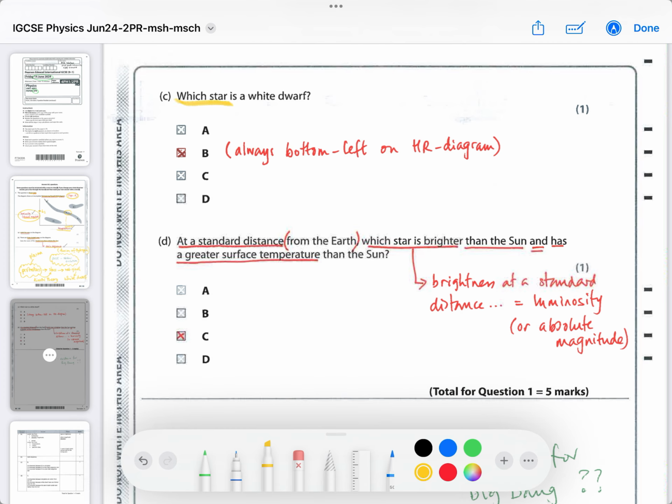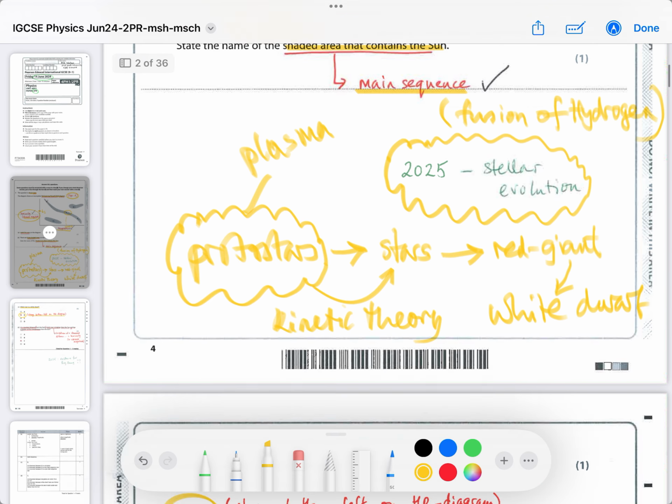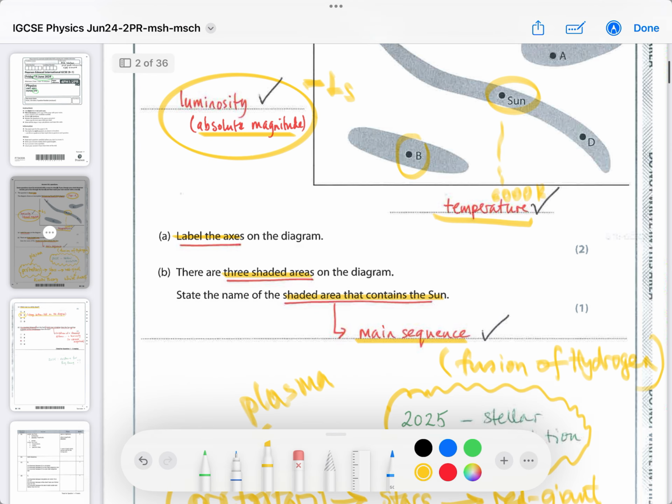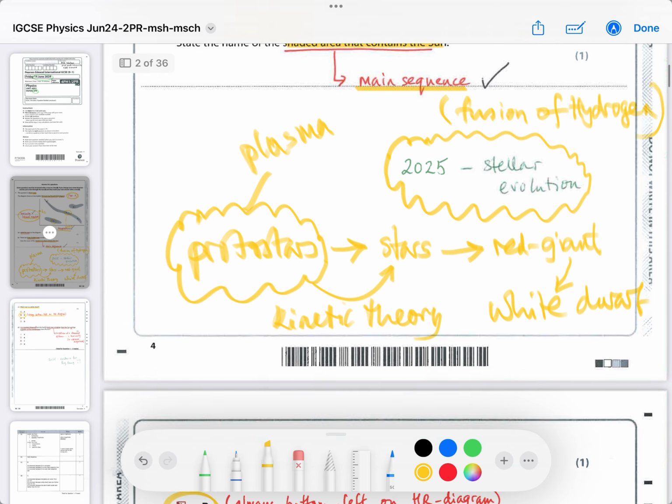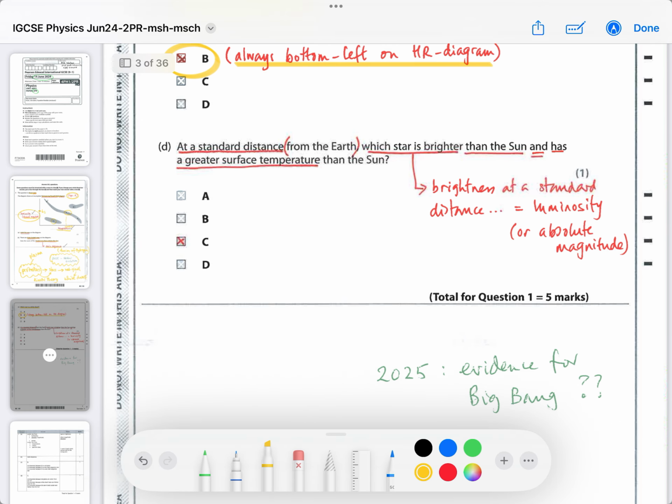So which star is a white dwarf? So that's the star which is labeled B, because it's always the bottom left on the Hertzsprung-Russell diagram, which is what our sun will become when it eventually is unable to do any fusion whatsoever. So the white dwarf is here. And then it says, at a standard distance, obviously from the Earth, which star is brighter on the diagram than the sun and has a greater surface temperature than the sun?